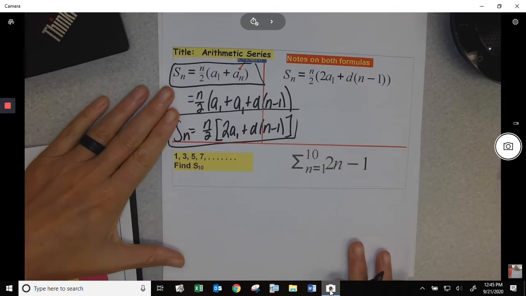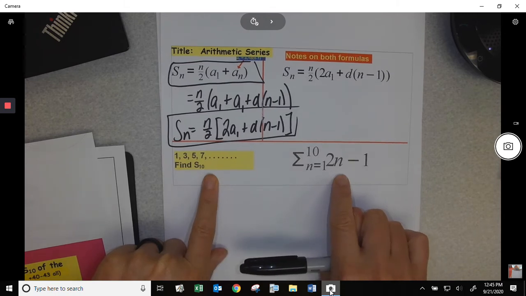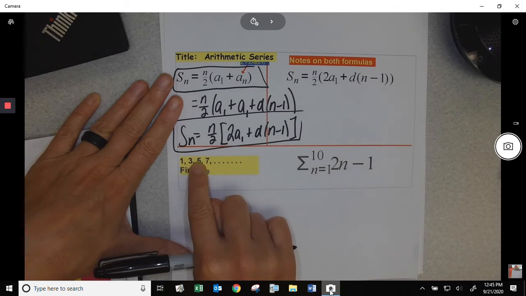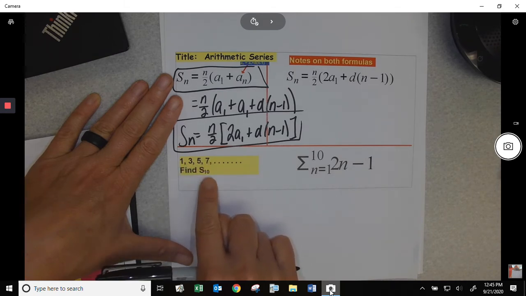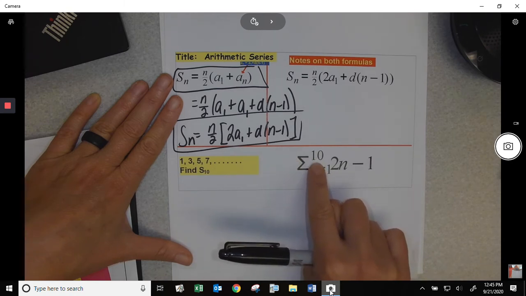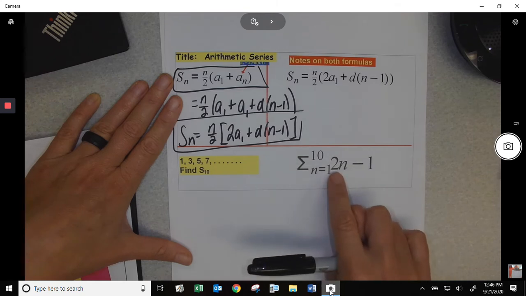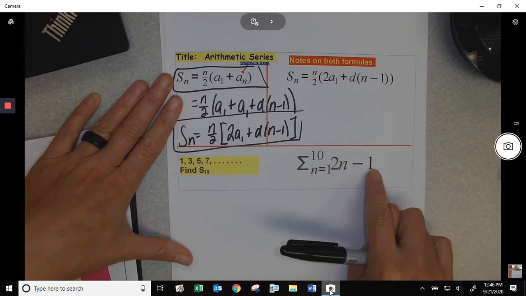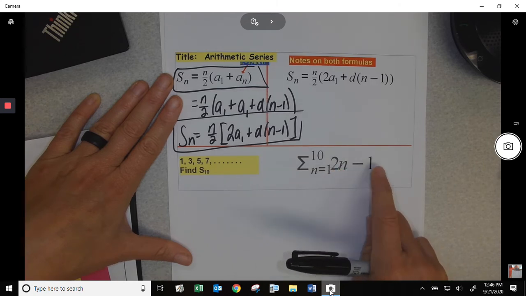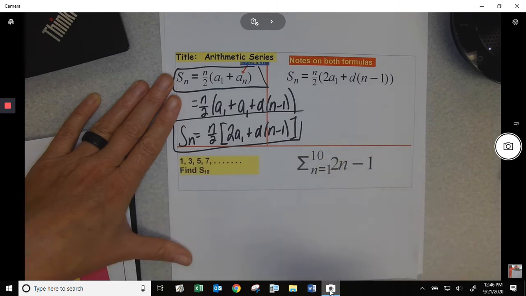Now I want to show you 2 things. This question is exactly the same question, even though they look crazy different. This one shows the sequence. The first term is a 1, going up by 2, and I want to find the sum of the first 10 numbers. This one, sigma means sum. I'm still finding the sum of the first 10 numbers of the sequence defined by this formula. If I plug in a 1, 2 times 1 minus 1 is 1. If I plug in a 2, 2 times 2 is 4. 4 minus 1 is 3. This one just has the sequence written out, where this one gives you the formula for each one.